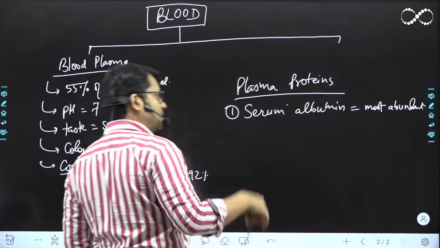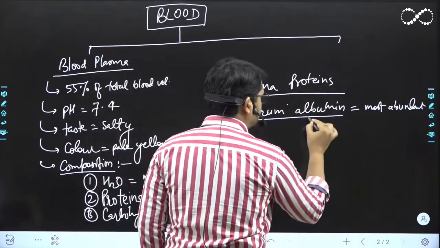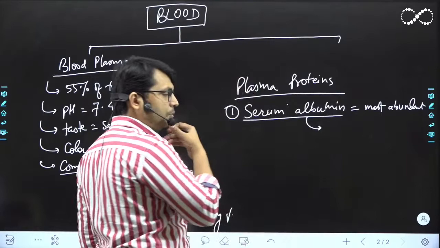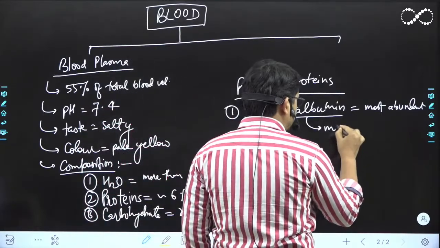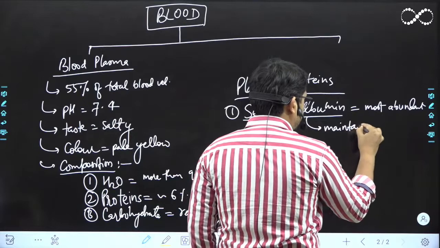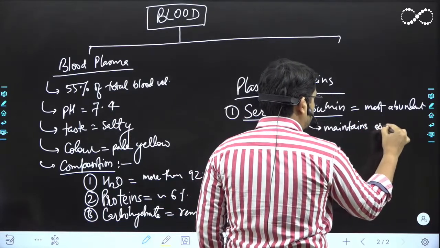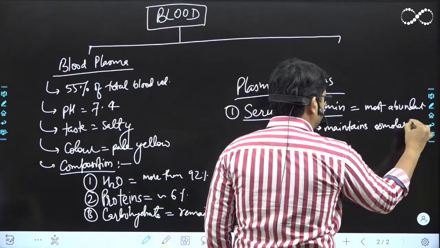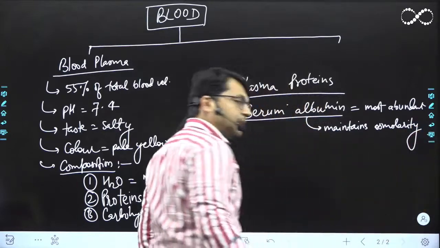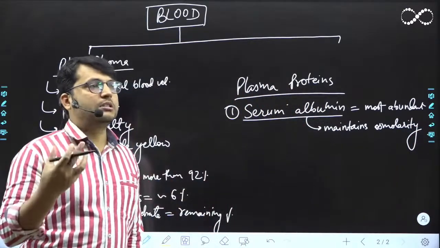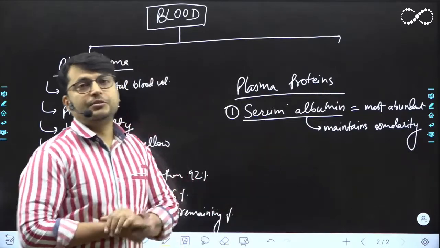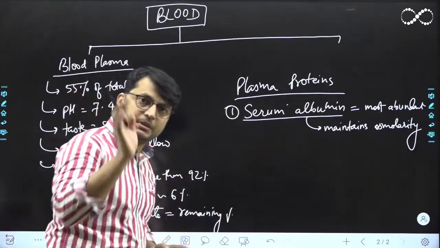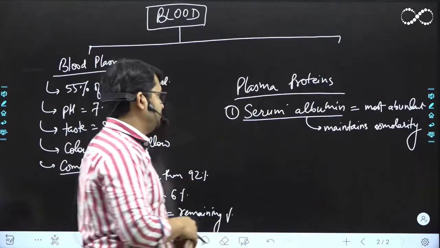Got it? What is its role? What is the function of this serum albumin? The function is it maintains osmolarity. है ना, मतलब आपका प्लाज्मा का जो कॉन्सेंट्रेशन है उसको कंट्रोल करने का काम कौन करता है? मेनली सीरम एल्बुमिन. Got it? The main function, most abundant protein.